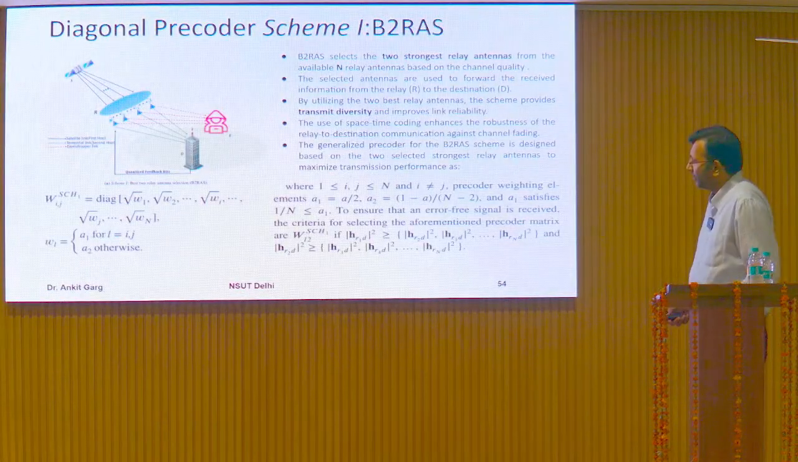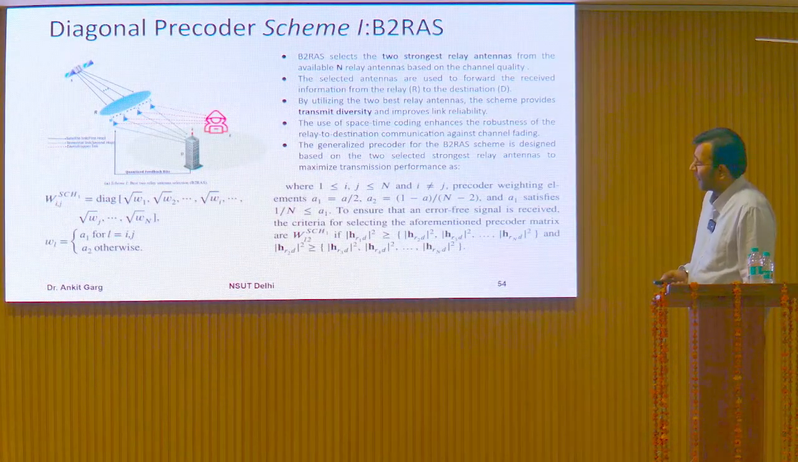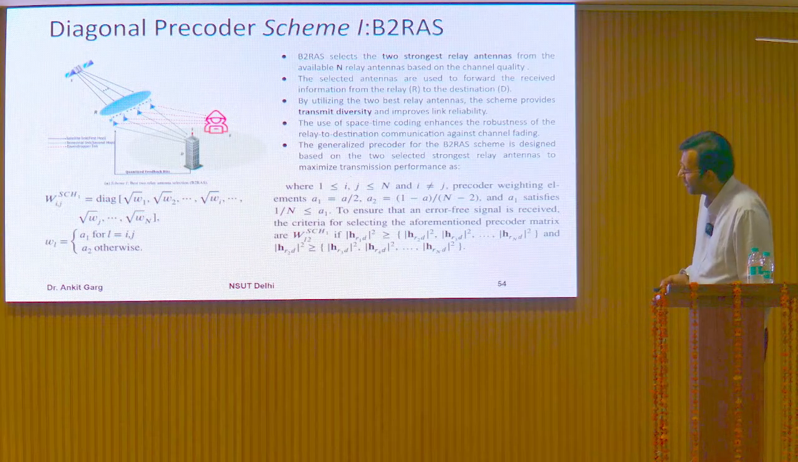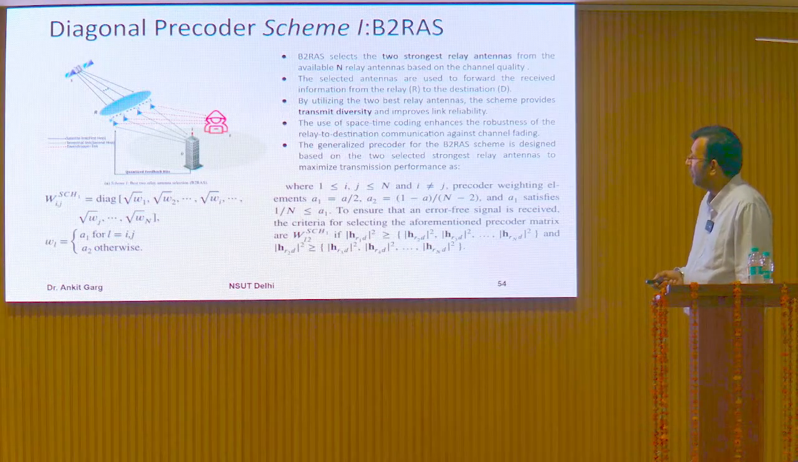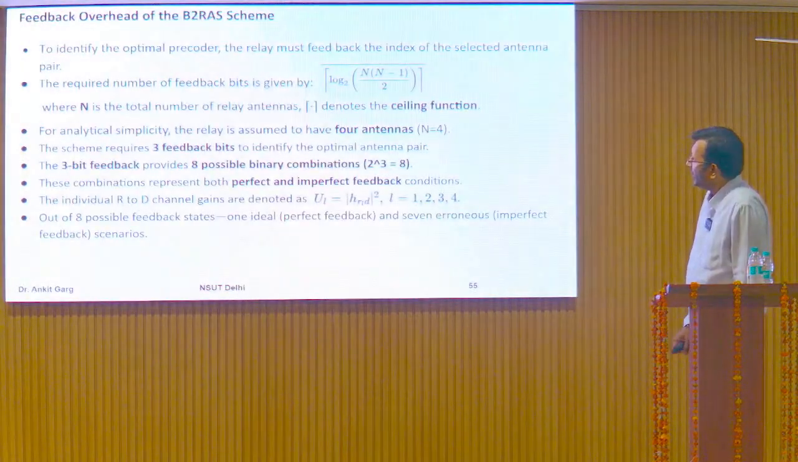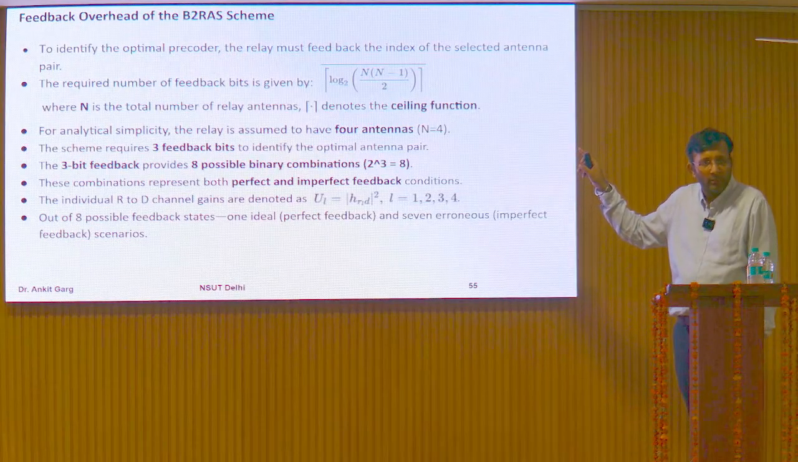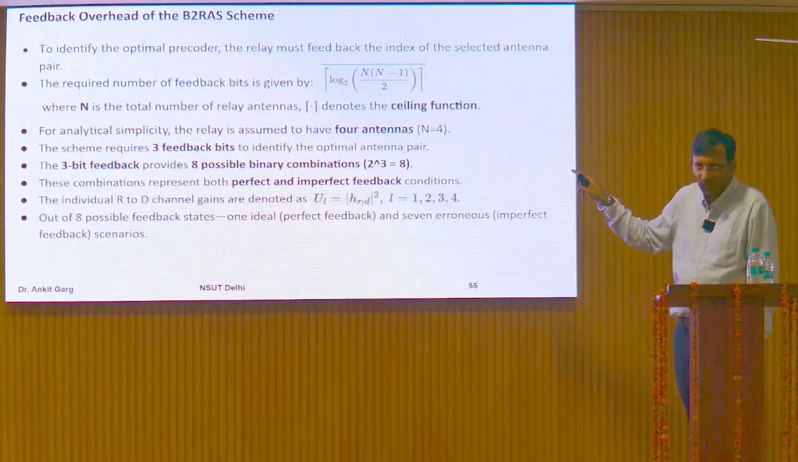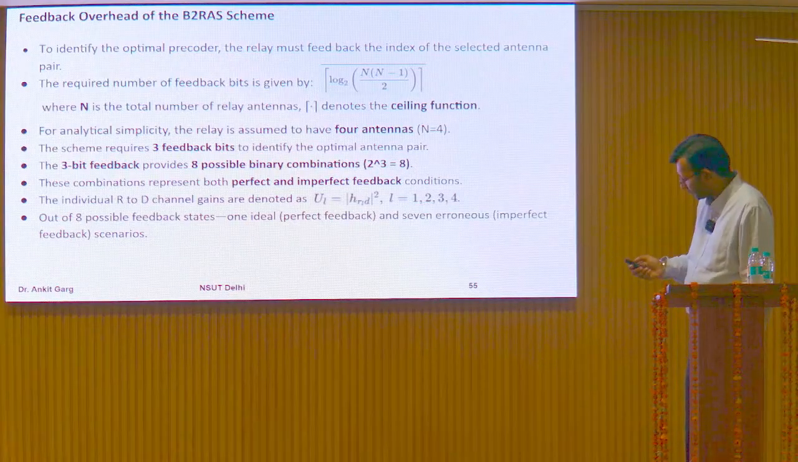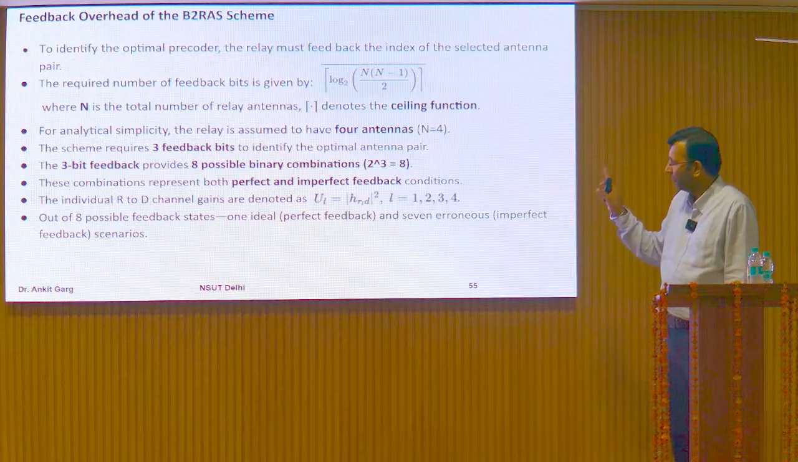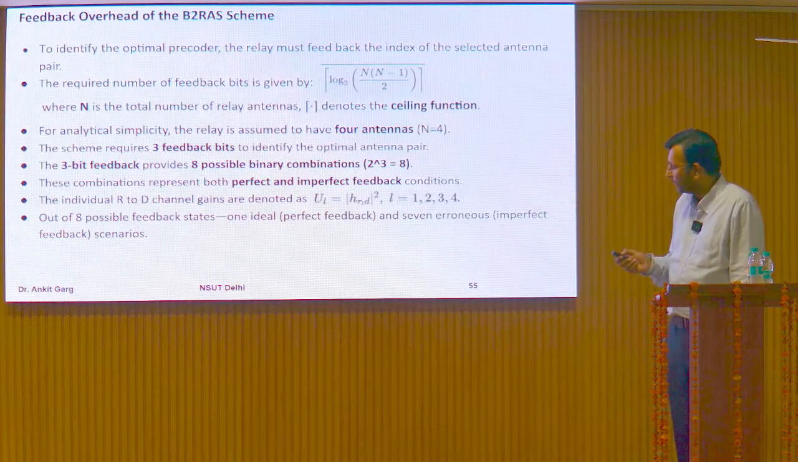Here we have a precoder structure for selecting the best two antennas. This kind of precoder structure has not existed in any research, right? So instead of log base 2 n, now we need only log base 2 of n(n minus 1)/2 number of bits. So compared to the number of feedback bits, we are able to reduce it, not by that much, but still comparable.